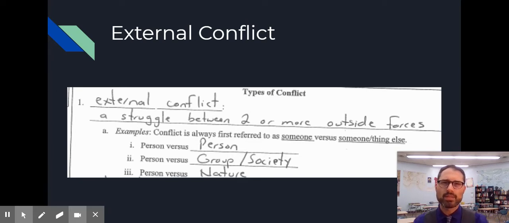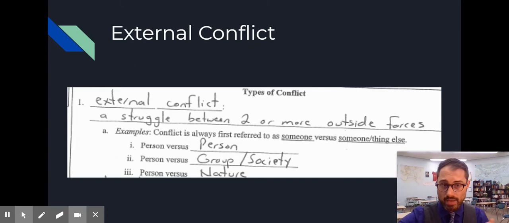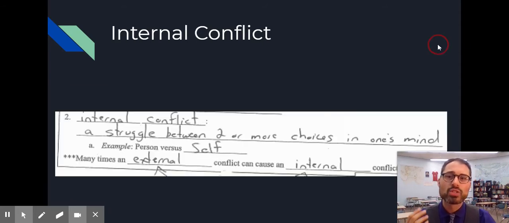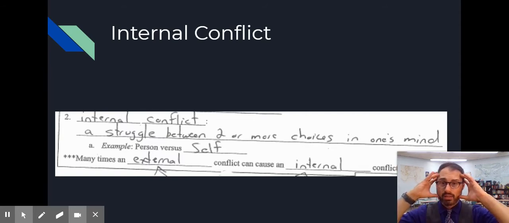So even if there's a virus, that might be more of an external conflict. It might happen inside your body, but the main character can't control the virus. If they can control it, it might be internal because they'd have some choices. But external is two outside forces where one force cannot control the other force, which then brings us to internal. So internal doesn't mean it's happening inside your body. Internal means it's happening inside your mind. And this is a struggle between two or more choices.